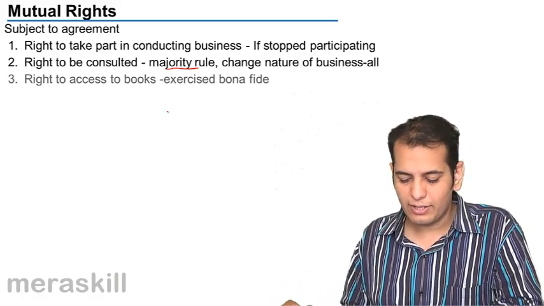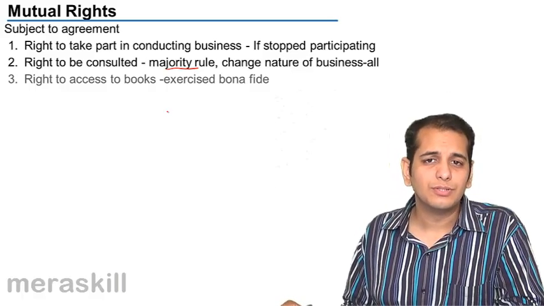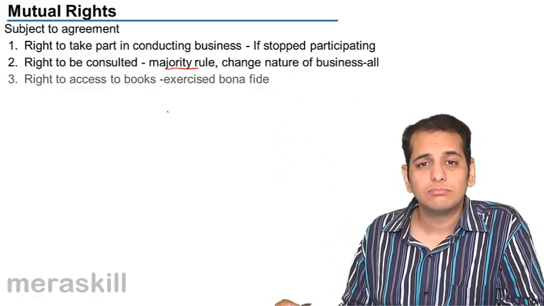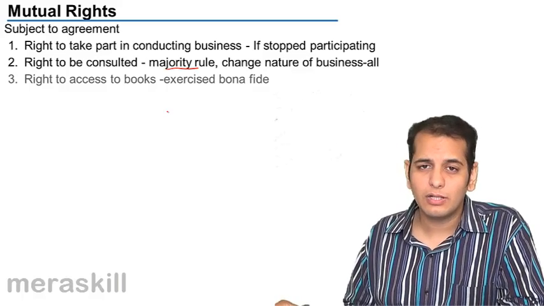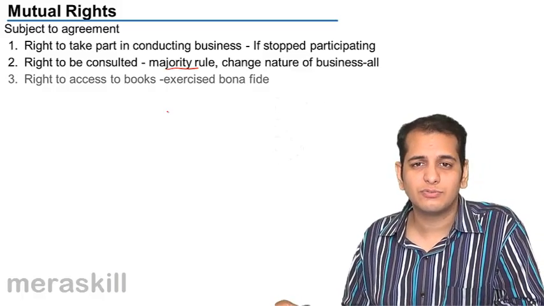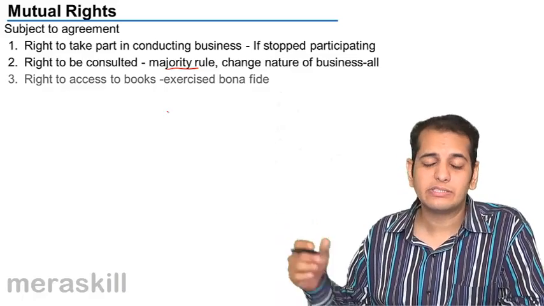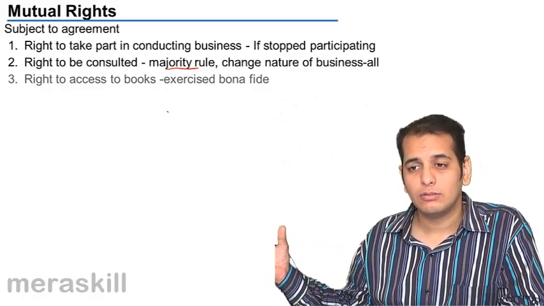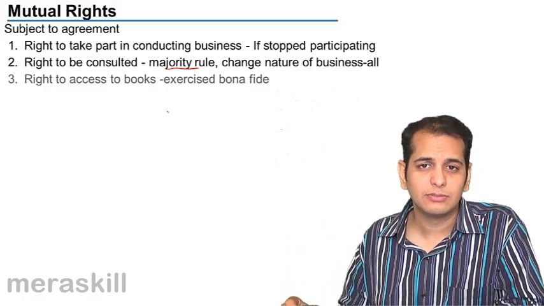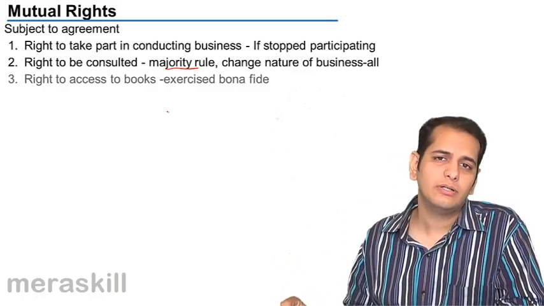Next, right to access the books. Now this is very simple. It's the owner's business, so he has the right to check how the financial performance has been in the current year. How is it vis-a-vis last year's or past years' figures? What are the current year sales, what is the current year profit, how has the rate changed? He also has the right to inspect them, not only access but to inspect them.